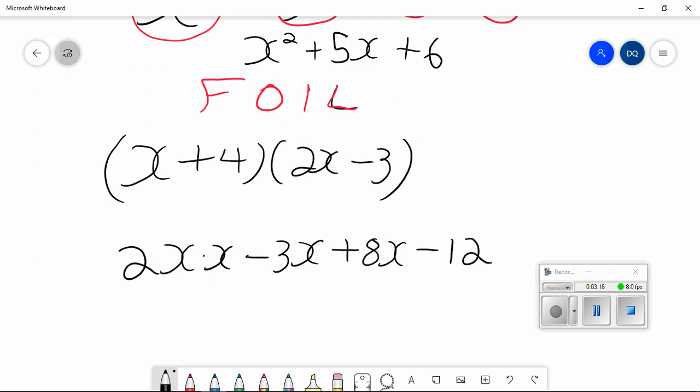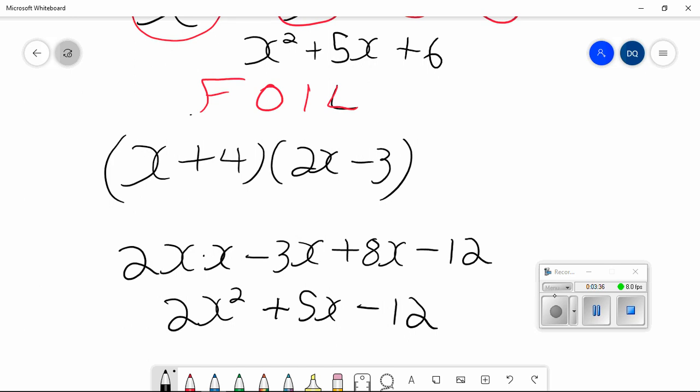Now, just clean this up, simplify it. x times x is x squared, so 2 times x is 2x squared. Negative 3x plus 8x. 8 minus 3 is 5, so that's plus 5x. And finally, we have a minus 12.